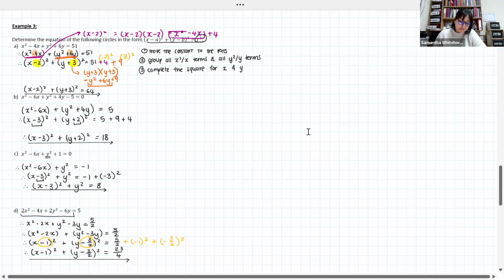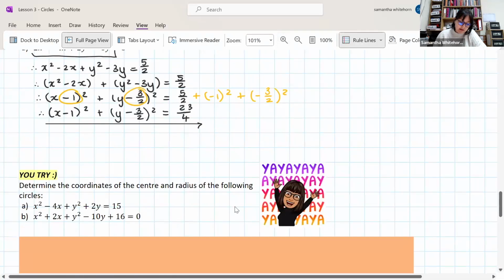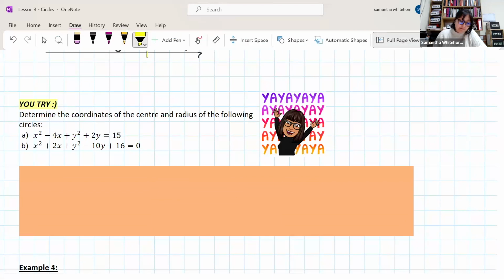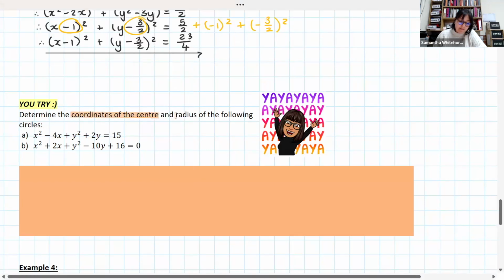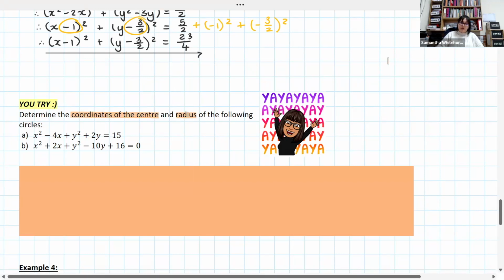Okay. So I want you to try these two for me. Again, we're wanting to write it in a specific format because the question is asking us to determine the coordinates of the center and the radius of the following. So that means you have to put it in center radius form. You have to complete the square in order to figure out what the center and what the radius is. Okay, I'm going to give you 5 minutes. Again, I don't think you need 5 minutes, but I'll give you 5 minutes and then we'll have a look at the answer.